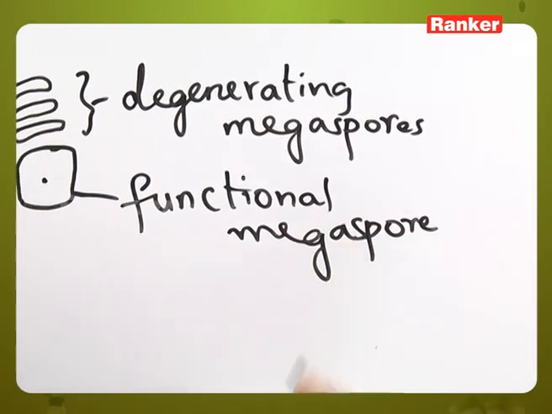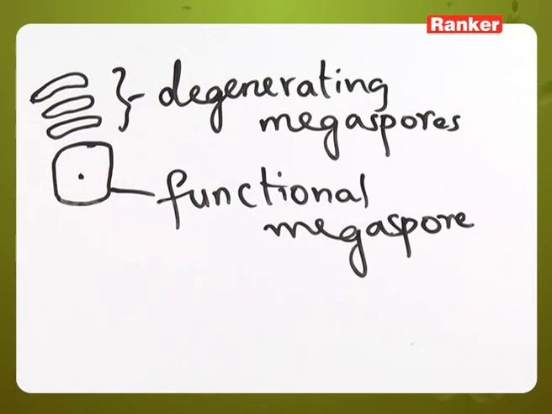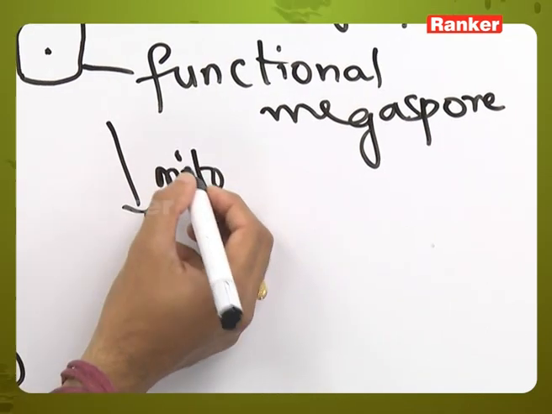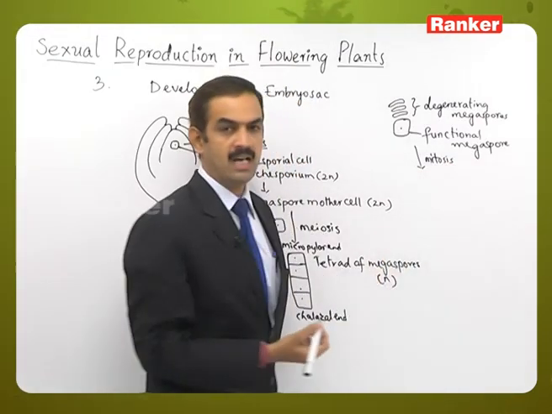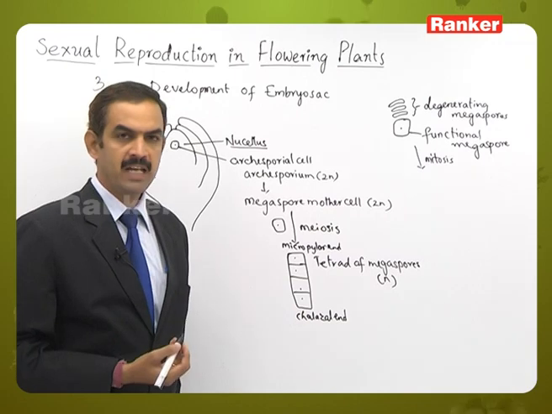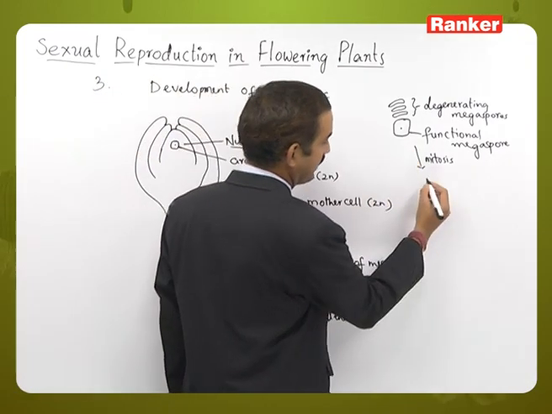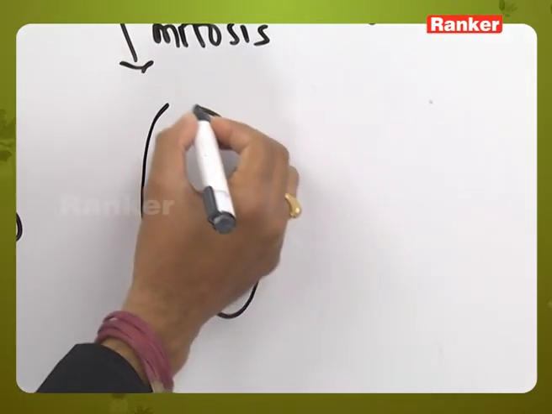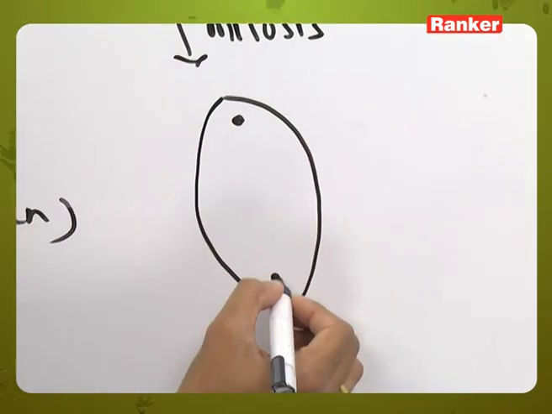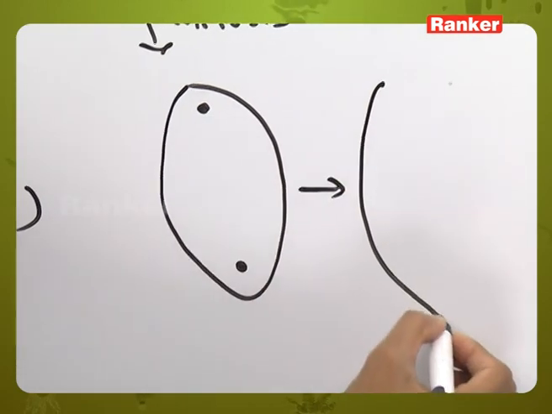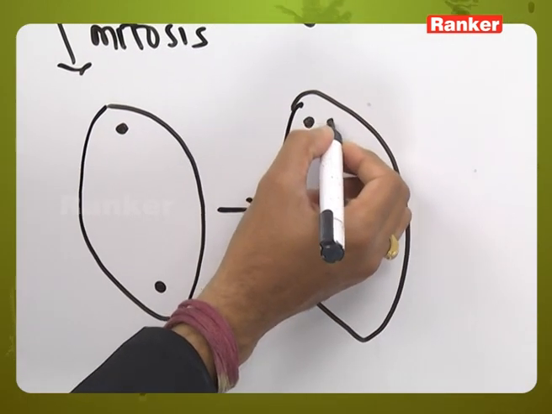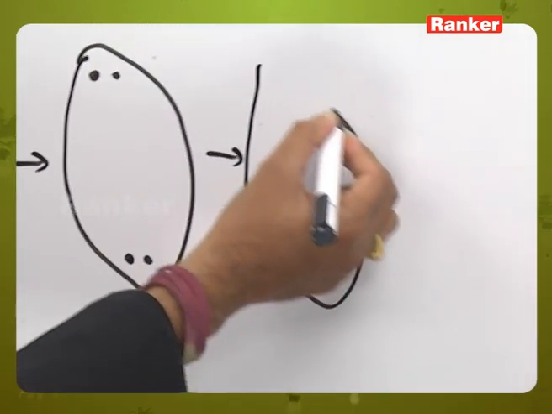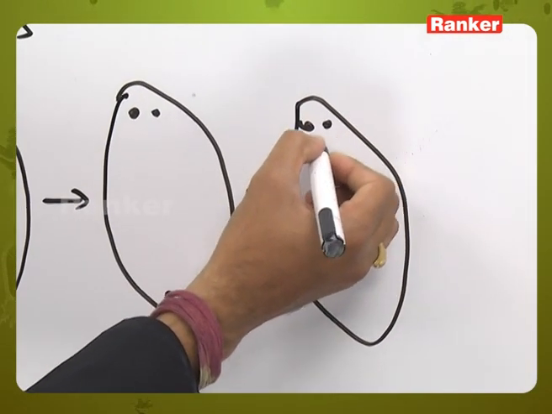And this functional megaspore will undergo mitosis, and it will be converted into the embryo sac. Here it will undergo the first mitosis, where two nuclei will be formed, and then further mitosis, where each nucleus divides into two, and further mitosis, where it will be converted into an 8-nucleated structure.